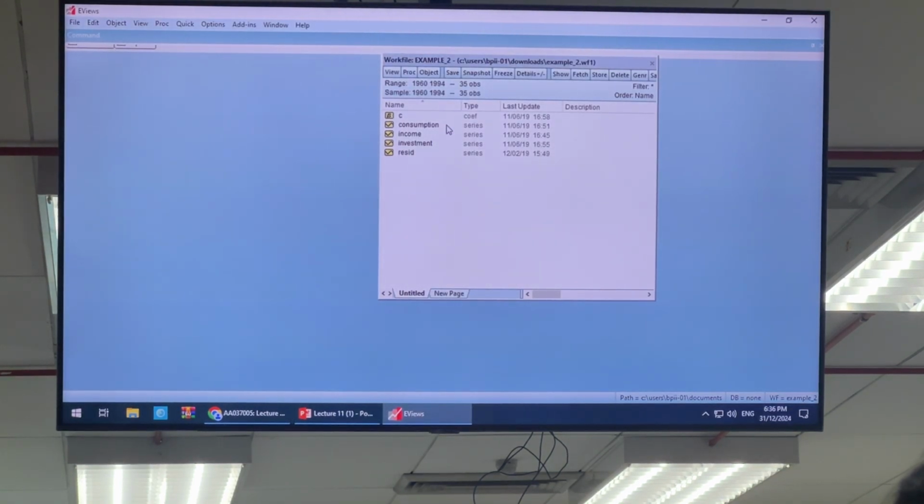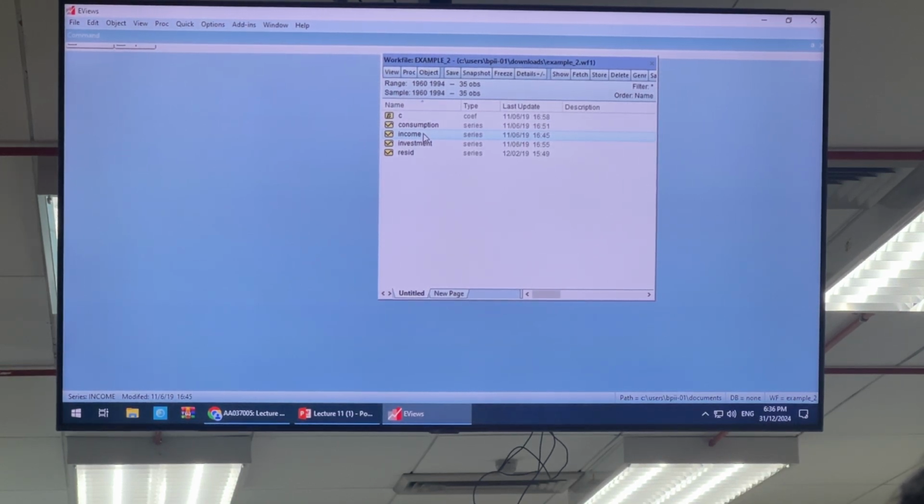Okay, so now we have the data. Originally we want to estimate the relationship between consumption and income. But unfortunately, we cannot directly regress consumption against income because of the feedback, the simultaneity between them, feedback between consumption and income. So we have to use an alternative way.